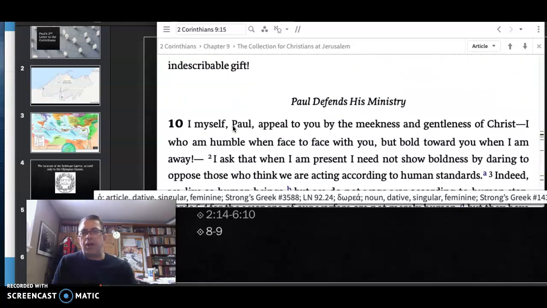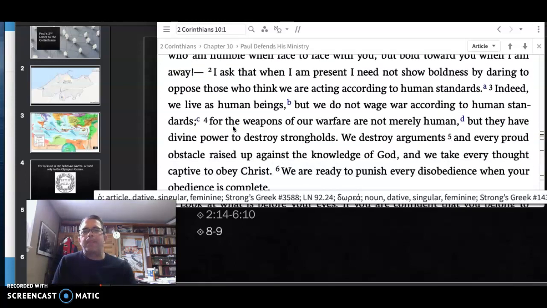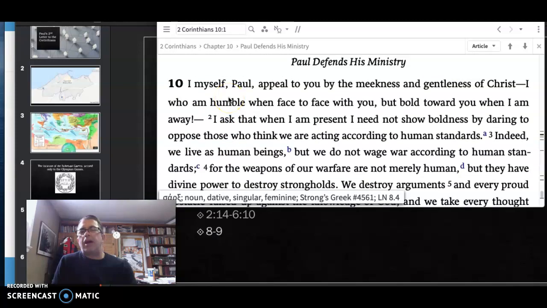Now look what happens in chapter 10. It's like, I myself, Paul, appeal to you by the meekness and gentleness of Christ. Notice how that goes. Paul is not exactly being meek and gentle here, even though he's humble when face to face, but bold toward you when I am away. I ask that when I am present, I need not show boldness by daring to oppose those who think we are acting according to human standards. I don't know if you can catch, but this is a real change in tone.